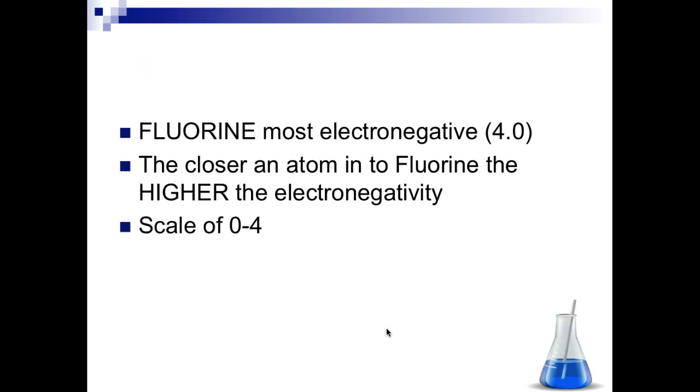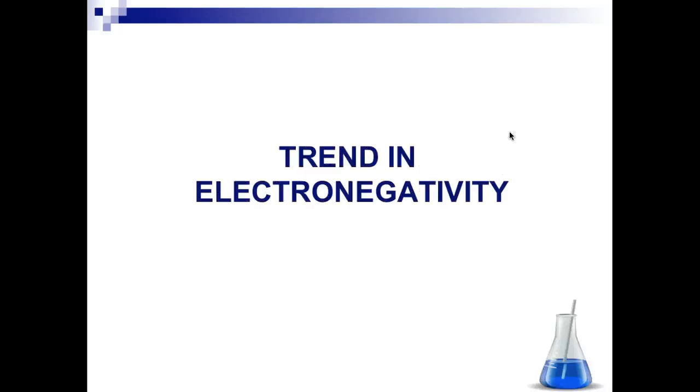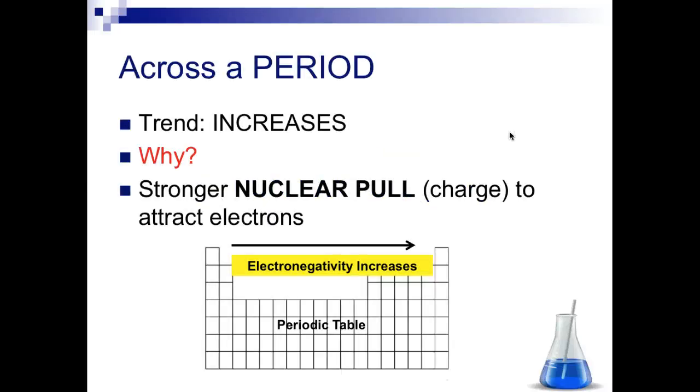So electronegativity, like I said, is the ease at which an element can gain electrons. Fluorine is the most electronegative element. It has a value of 4.0. The closer an atom is to fluorine, the higher its electronegativity is going to be, and it ranges on a scale from 0 to 4.0. Fluorine is the highest. So what is the trend in electronegativity as we look at the periodic table?